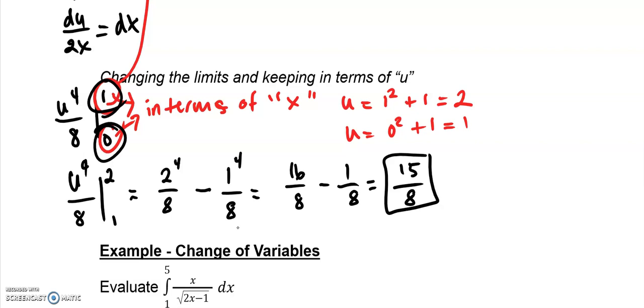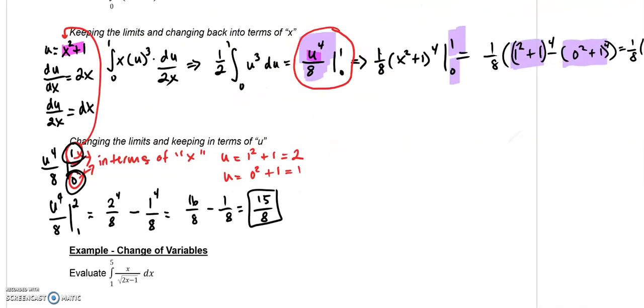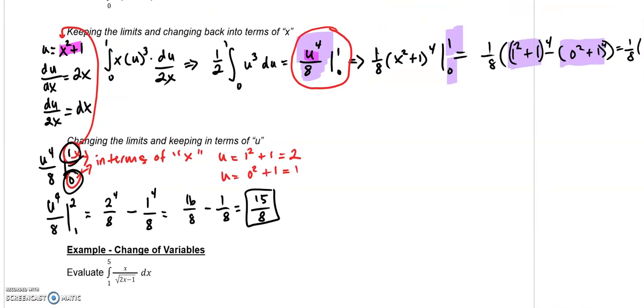Okay, so we get the exact same thing, but here's where we went different. Instead of plugging the function back in, your limits remain the same. We plugged our limits in to figure out what 0 and 1 are in terms of u, because 0 and 1 are in terms of x, and we use those new limits and keep it as a function of u.